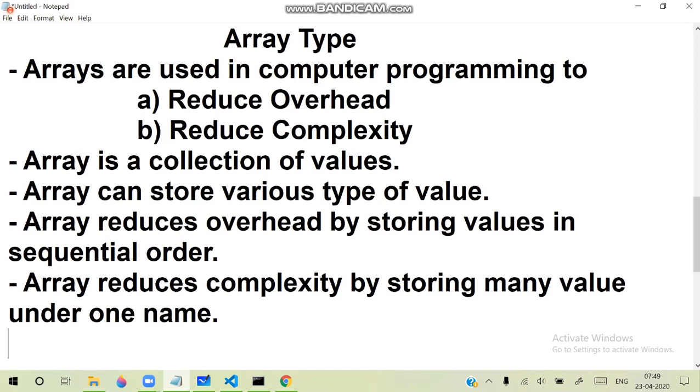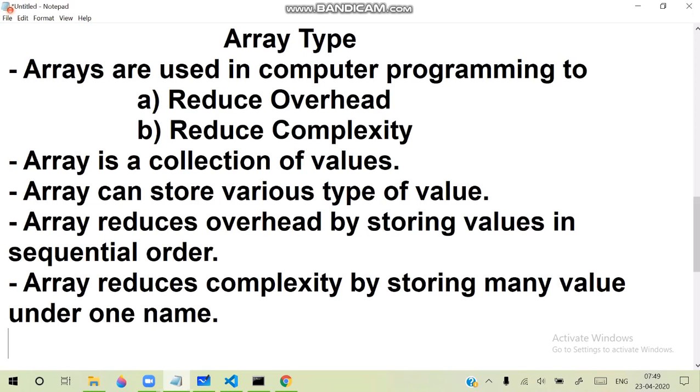So how does array reduce overhead? By storing values in a sequential order. And how does array reduce complexity? By storing many values under one name. That is the purpose of array. So arrays are used for reducing overhead and for reducing complexity. These are the two important points about arrays.